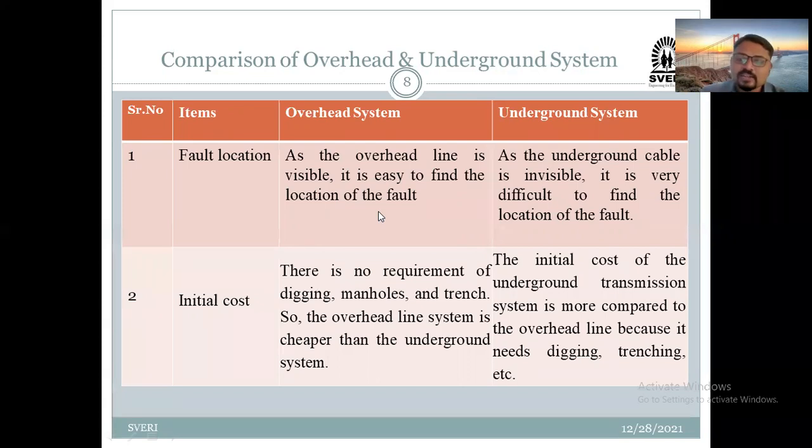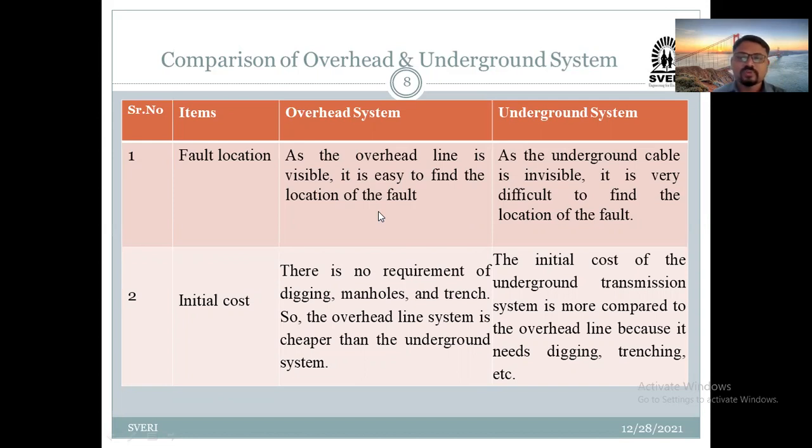ते आपल्याला काय करावं लागणार आहे? डिग करावं लागणार आहे, त्याच्यामध्ये त्याला पुरावं लागणार आहे आणि त्याला व्यवस्थित कव्हर करून घ्यावं लागणार आहे. And for this only we have to invest money. So as far as the initial cost is concerned, the initial cost of the overhead system is less as compared to the underground system.